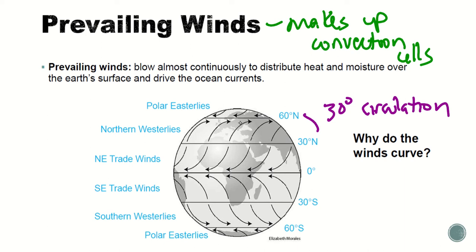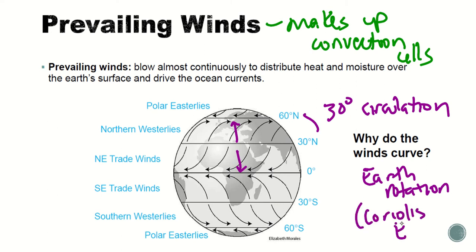Now, why do they curve? Why don't they simply just go straight up and down? It is because of the Earth's rotation, which we'll talk about here in a second. And we're going to call this the Coriolis effect as a result.